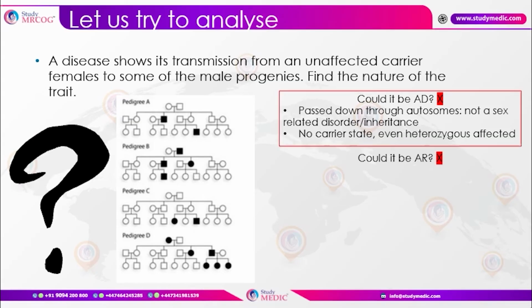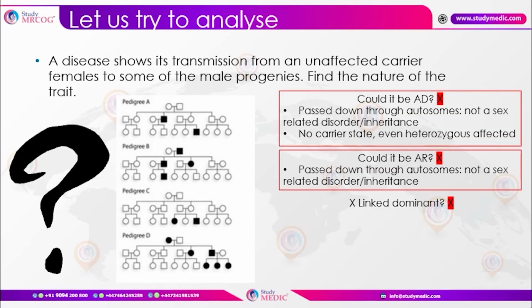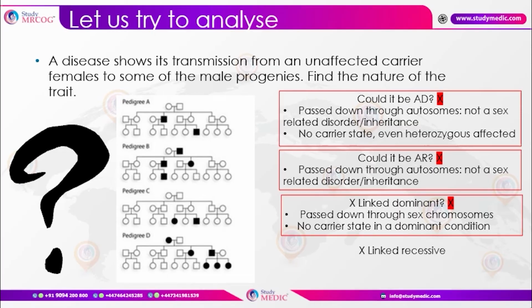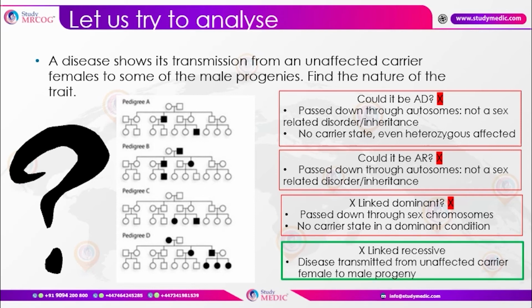Could it be autosomal recessive? Again, this is passed down through autosomes. It is not a gender-linked disorder. Could it be X-linked dominant? Now, X-linked dominant, as we know, are passed down through the X chromosome. So they are gender predisposed. However, in a dominant condition, there are no carrier states. So this is not an X-linked dominant condition. And here we are dealing with an X-linked recessive. So now we need to know which of these pedigree charts belongs to an X-linked recessive condition.